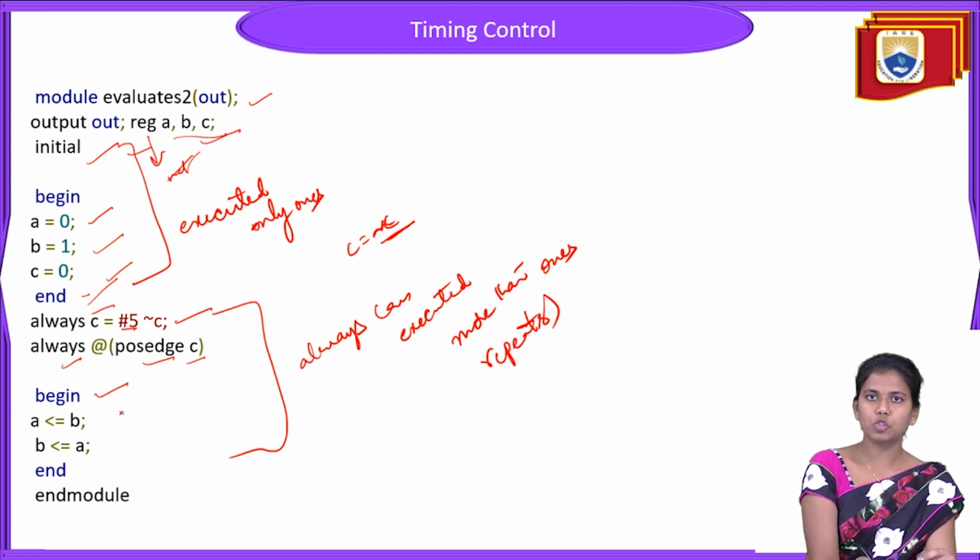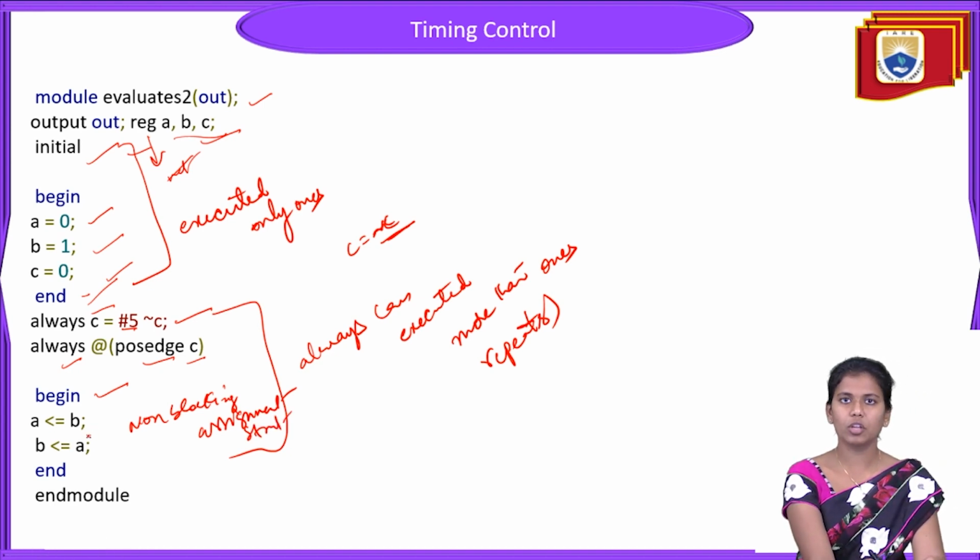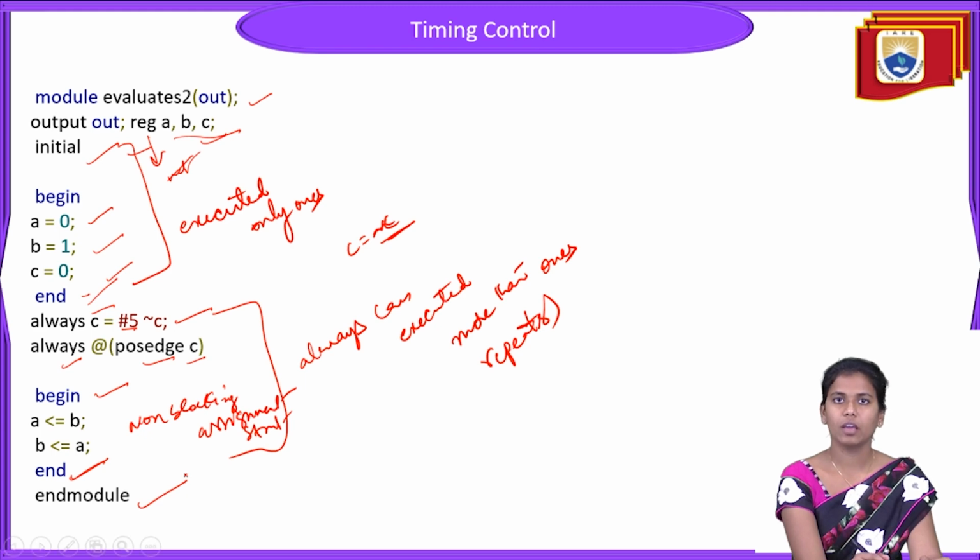A less than or equals to B. So these are non-blocking assignment statements. Why? Because A less than or equals to B and B less than or equals to A. So non-blocking assignments are initializing with respect to the inputs, and I'm ending the whole thing with the end keyword and terminating the syntax with endmodule.